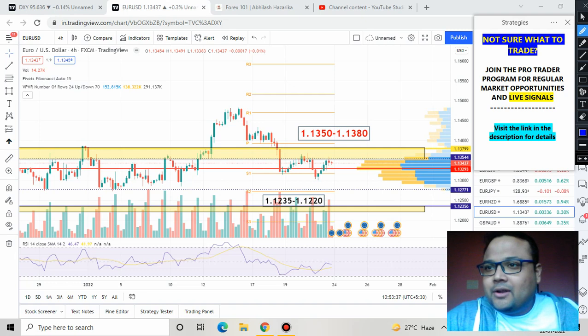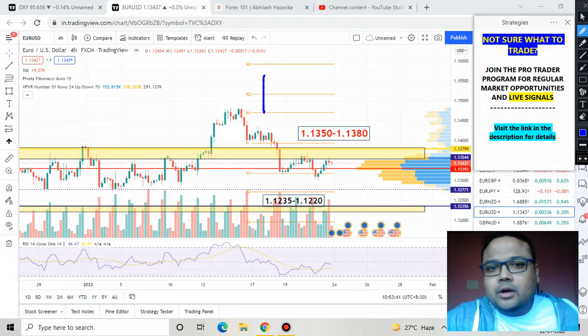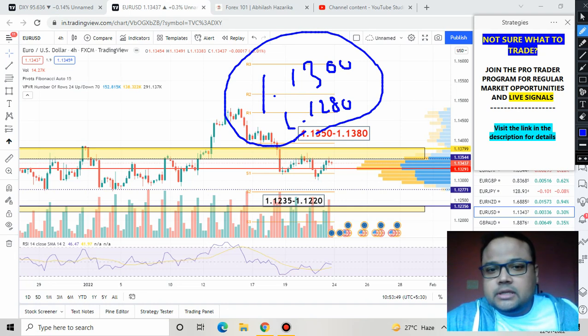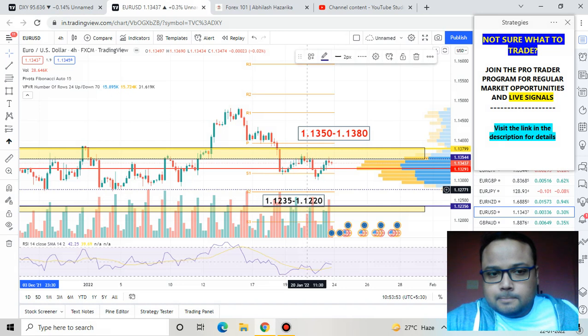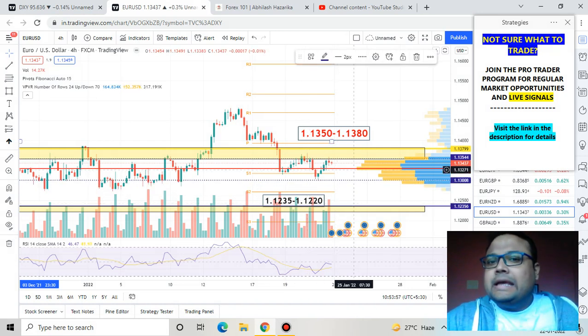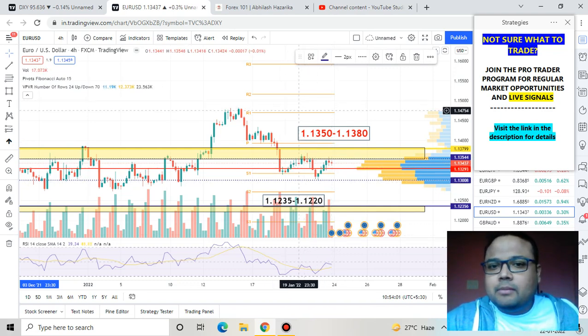Okay. And on the downside, we have a support zone at 1.1300 to 1.1280. See, this is the support zone for Euro USD. In case the market comes down, then definitely this level will play a role in the market.